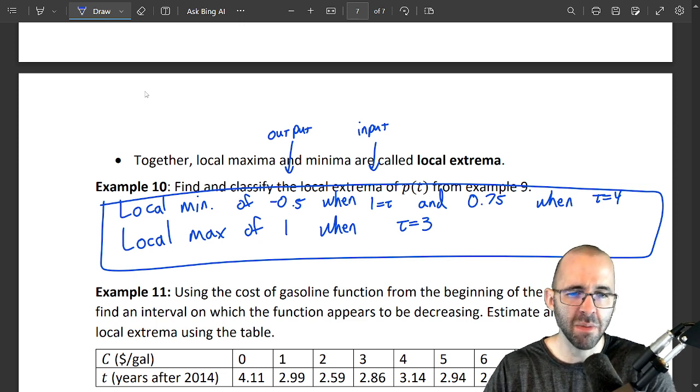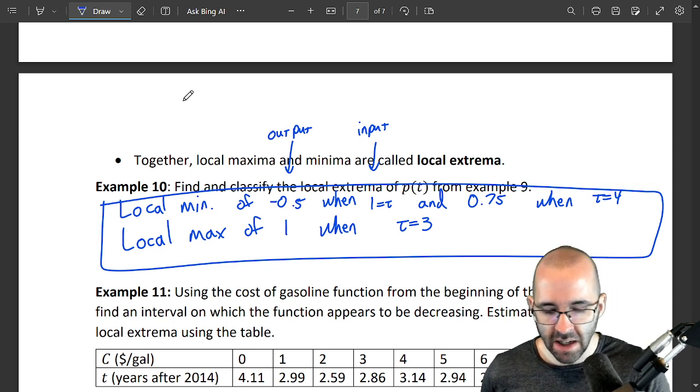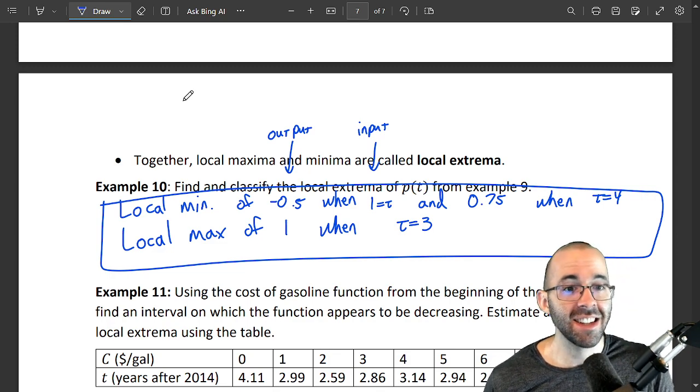Sometimes people answer with ordered pairs. This is really the best way. It gives the most information in the clearest way. It's extra words, which I don't love, but clarity is good.